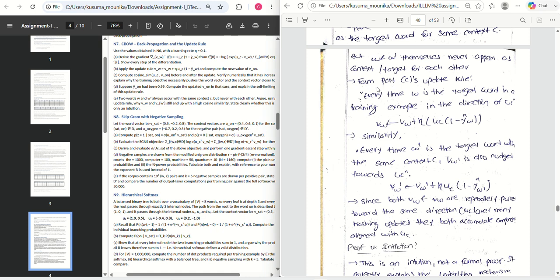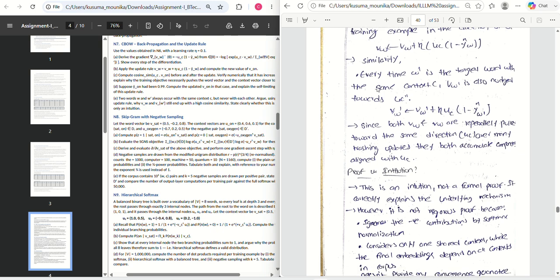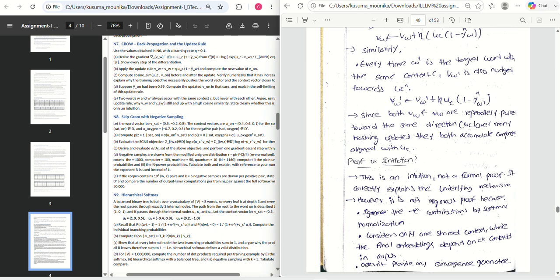This is the geometrical mechanism behind the classical distributional semantics result: words with similar contexts get similar vectors. This is only an intuition, not a formal proof, because it ignores negative contributions from the softmax normalization. We consider only one shared context, while every embedding can depend on all contexts in the corpus, so there is no mathematical convergence guarantee.